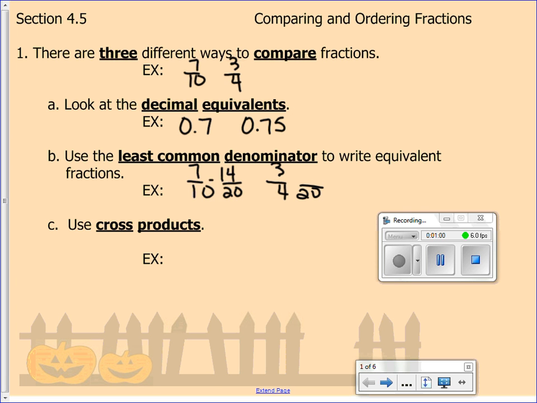So 7/10 is going to be equal to 14 over 20. 3/4 is going to be equal to 15 over 20. Now we can compare those two. And notice that 3/4 is going to be the larger of the two. Now our last method that we can use is comparing them using cross products. Cross products, you would multiply the 7 times the 4, which is 28. The 3 times the 10, which is 30. Compare these two. 28 is less than 30, so 7/10 will be less than 3/4.